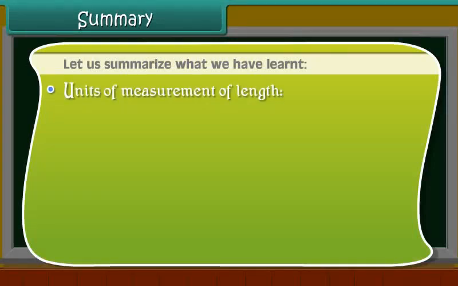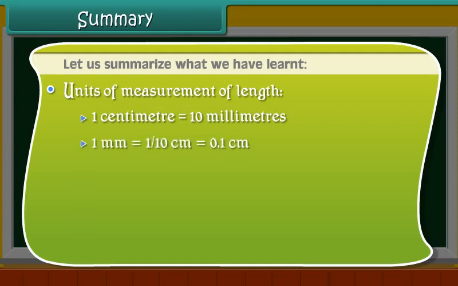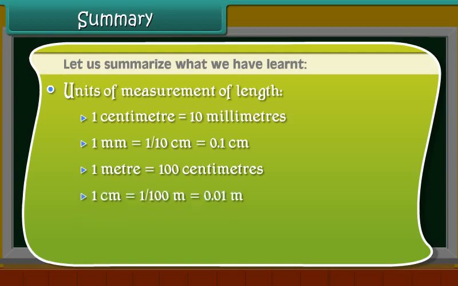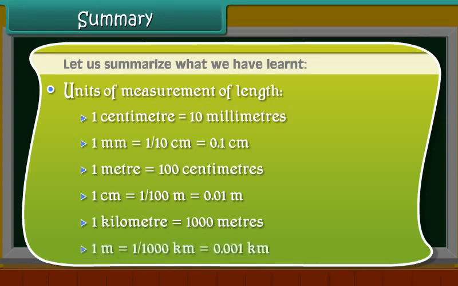Units of measurement of length. 1 centimeter is equal to 10 millimeters. 1 millimeter is equal to 1 by 10 centimeter, that is equal to 0.1 centimeter. 1 meter is equal to 100 centimeters. 1 centimeter is equal to 1 by 100 meter, that is equal to 0.01 meter. 1 kilometer is equal to 1000 meters. 1 meter is equal to 1 by 1000 kilometers, that is equal to 0.001 kilometer.